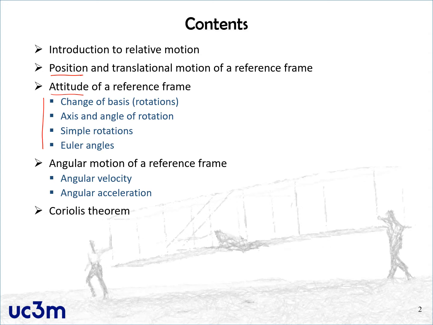Together, when we have the position and the attitude of a reference frame, we can describe its instantaneous state with respect to another. But of course, reference frames can move, and they can do that in translation, but also in rotation, all right? So the second part of the lecture will be dedicated to discussing the angular motion of a reference frame, okay, covering aspects such as its angular velocity and its acceleration. Finally, we will close with a tremendously useful theorem to derive vectors in different reference frames, which is Coriolis theorem.